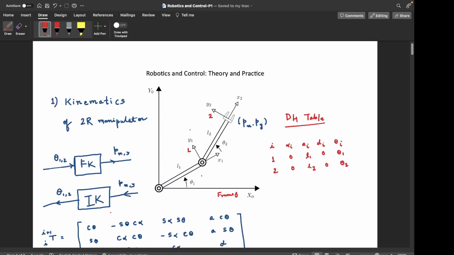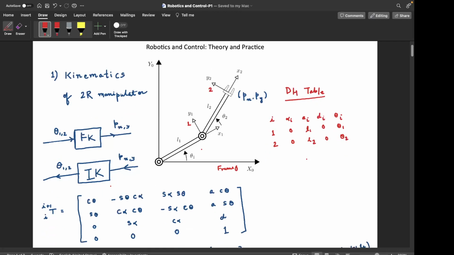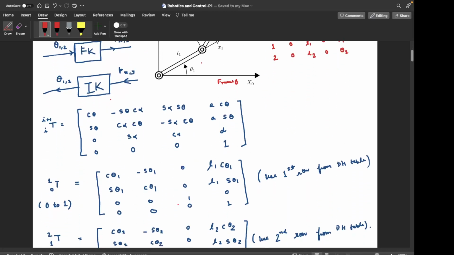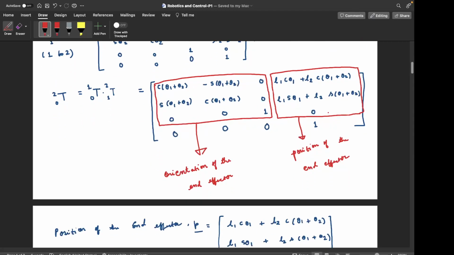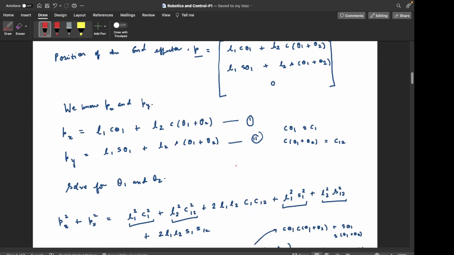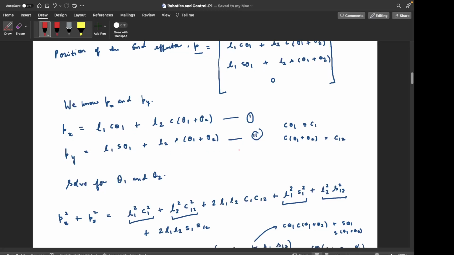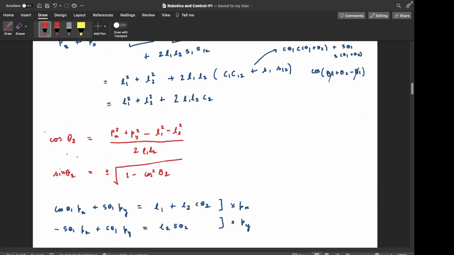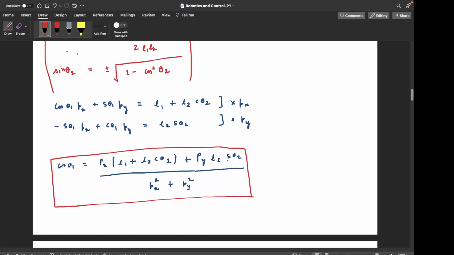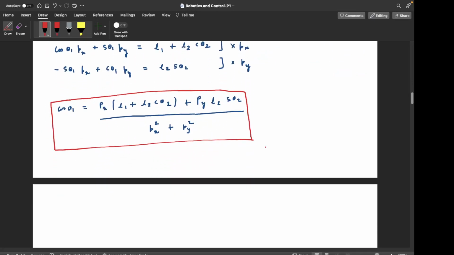So again, let me just see. We did the DH table, we calculated the transformation matrices, the final transformation matrix, we got the position of the end effector, we know the actual position of the end effector, we formed two equations from which we solved for theta 1 and theta 2, we got the expression for cos theta 1 and cos theta 2, right? So this is the analytical solution.